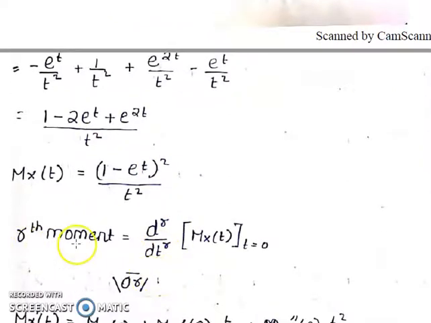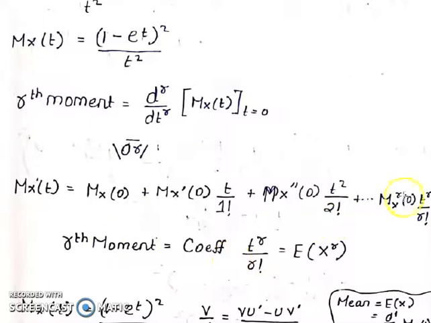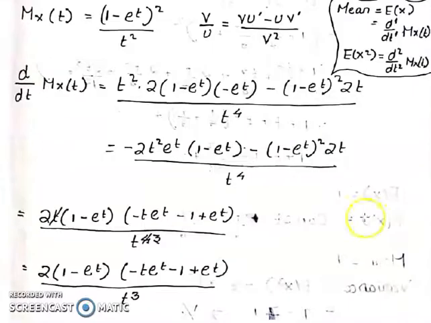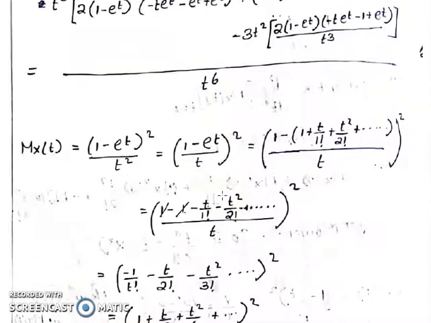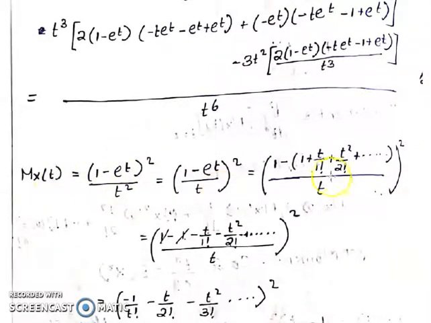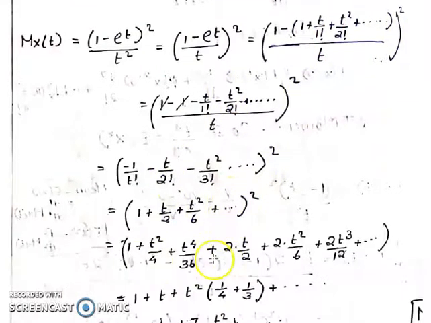The formula for the rth moment is the rth differentiation of the moment generating function at the point t equal to 0. Or we can apply the Taylor series formula. Whatever it may be, we can use the formula here. So here we differentiate this with respect to t and finally put t equal to 0. Or otherwise we can apply the infinite series formula, 1 minus e power t by t square. Apply the exponential series formula, square this, cancel the terms, and get a series like this.